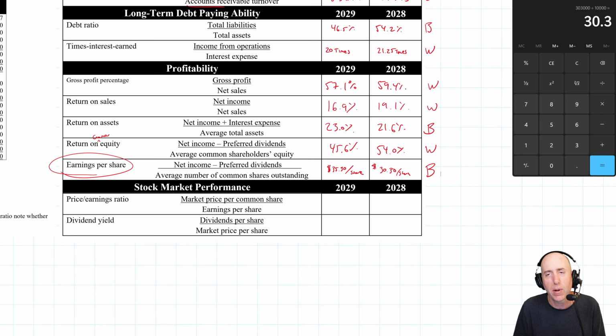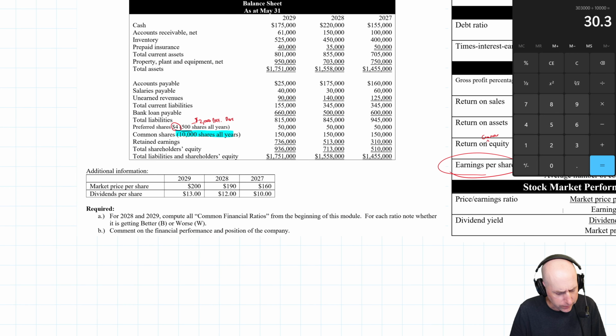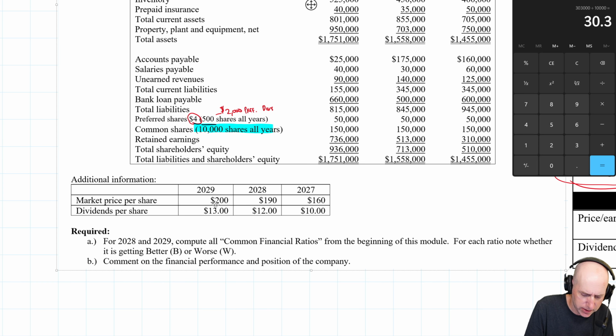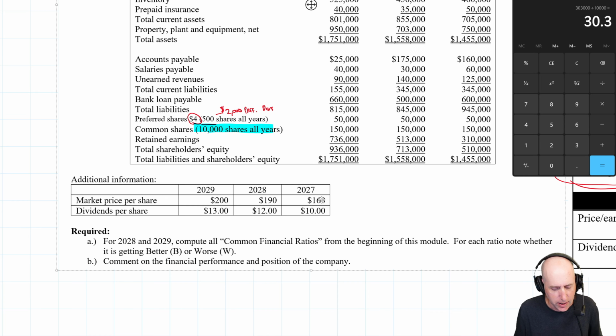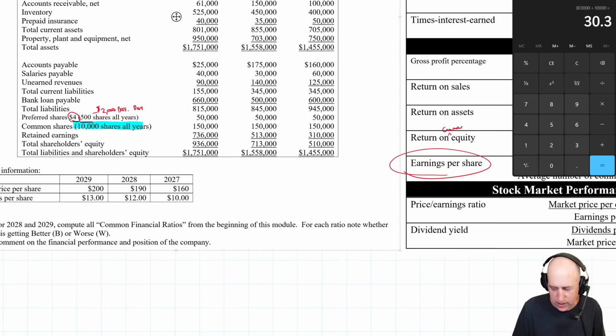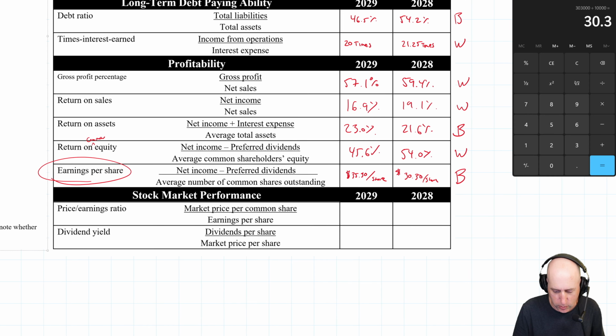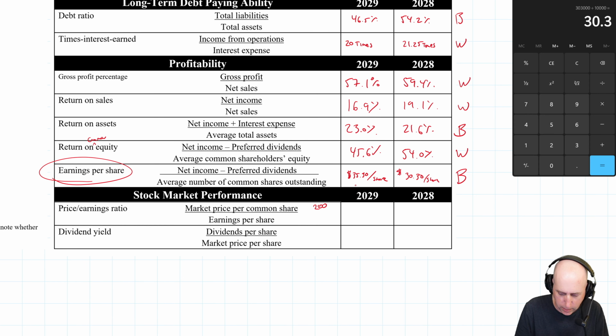Last couple, stock market performance. This is only for publicly listed companies, I would think, because it's hard to get a market price otherwise. Market price per common share. And we have our market prices there, 200, 190, 160. And we take the market price and divide by earnings per share. So for 2029, it was $200 was our market price. Our earnings per share, 35.30, we just calculated. 200 divided by 35.3, 5.6 or 5.7 times earnings.